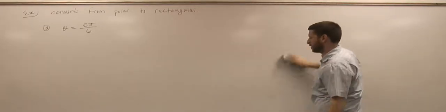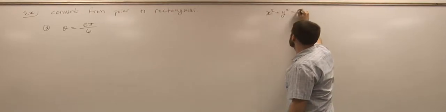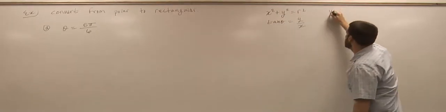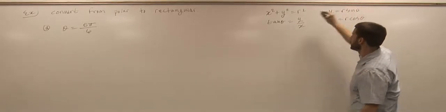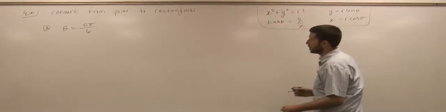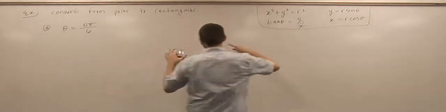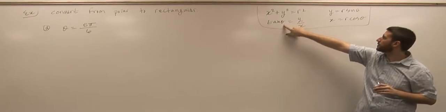The only thing I know in the world is that x squared plus y squared equals r squared, tan theta equals y over x, and then y equals r sine theta, and x equals r cos theta. This is what I know as far as converting goes. So what do you think, math slaves? Yeah, so we can actually use this tangent formula if we're clever.